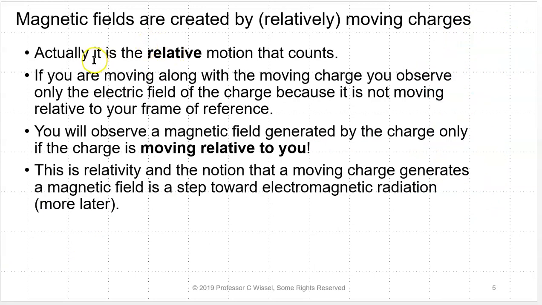Now, actually, it is relative motion that counts. If you're moving along with a moving charge, you observe only the electric field of the charge because it's not moving relative to your reference frame. You will observe a magnetic field generated by the charge only if the charge is moving relative to you. This is relativity, and the notion that a moving charge generates a magnetic field is a step toward electromagnetic radiation, which is pretty much the rest of this course.